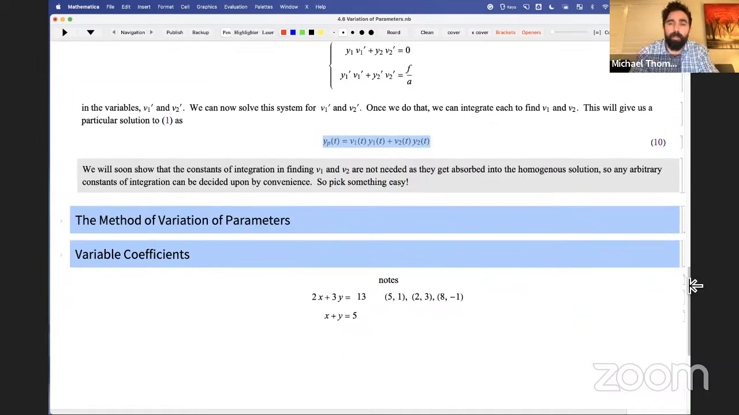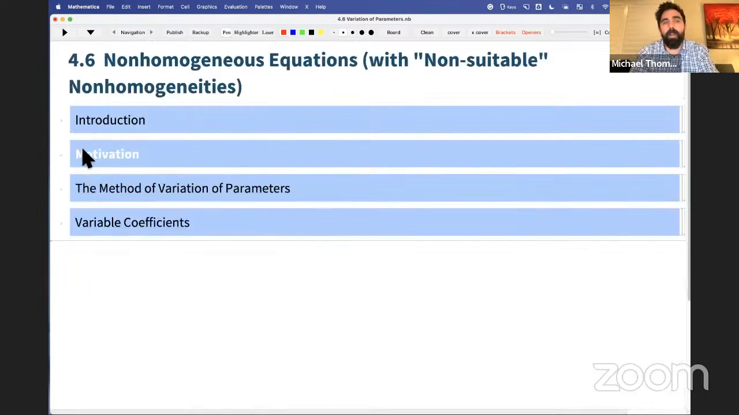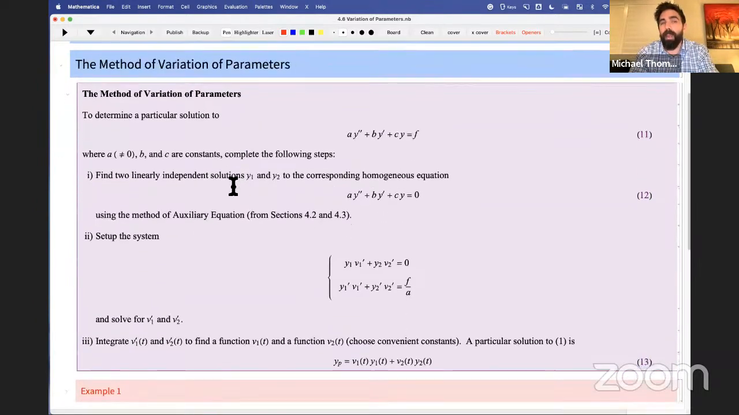But let's jump in and use the method. Let's restate the method, simplified. So this is the summary of the method. Let's say you want to determine a particular solution to this differential equation, and there are no restrictions on f.